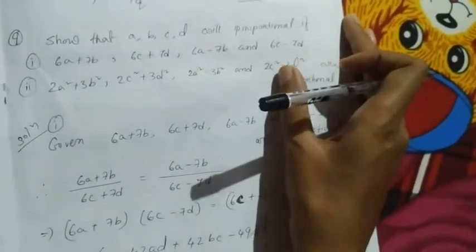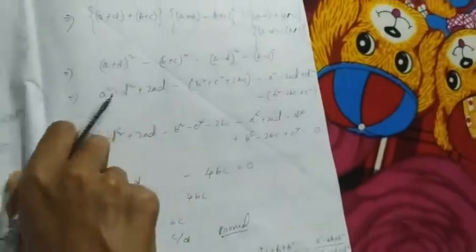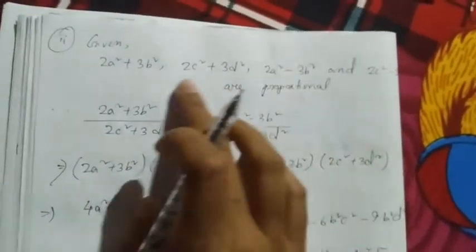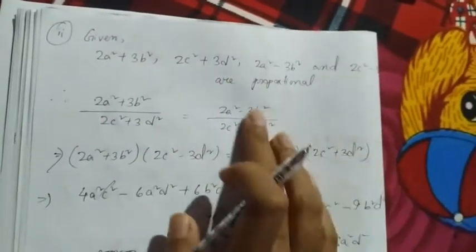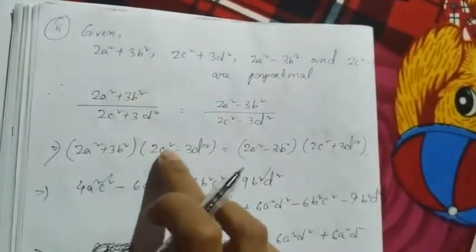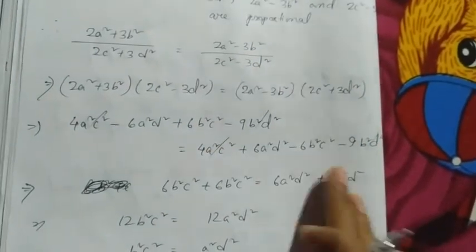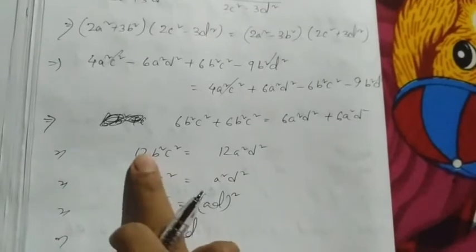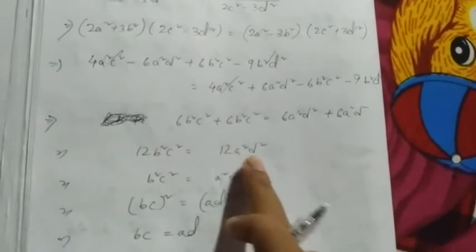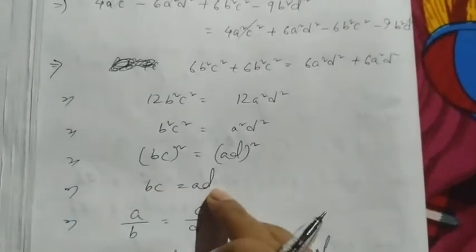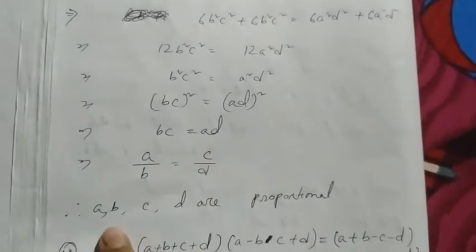Similarly, the second part of question 9 is as it is. Just write it like this and cross multiply. These are in proportion, and you have to prove that A, B, C, D are in proportion. So just cross multiply these two and you will get the result like this. After this, you will get 12 B square C square equals 12 A square D square. Here square is there, so ultimately BC equals AD. So A by B equals C by D. That means A, B, C, D are in proportion.